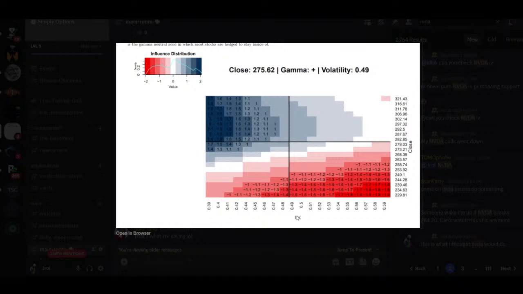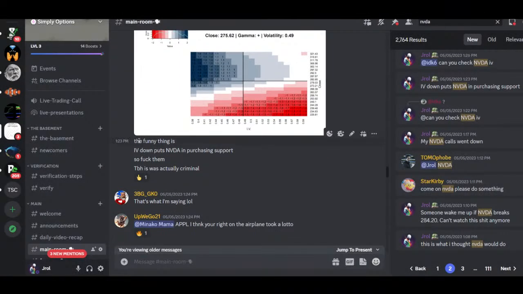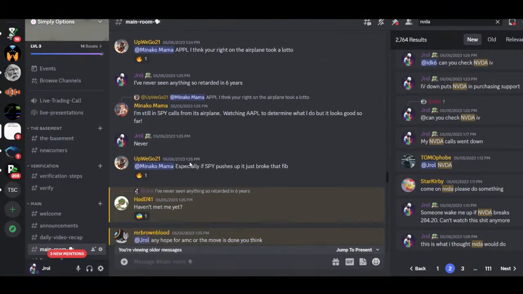So remember, IV is right here. IV went down, okay, which puts the crosshairs to the left. As IV dropped, the crosshairs moved to the left. So what happens if IV drops and the crosshairs move into the left? nvidia moves into thick purchasing support, like really thick. Look at all this purchasing support. When nvidia moved into this area, when IV went down, it found tons of purchasing support, and what do you guys think happened next? The funny thing is, IV down puts nvidia in purchasing support, so it was actually criminal. So what do you guys think happened next?